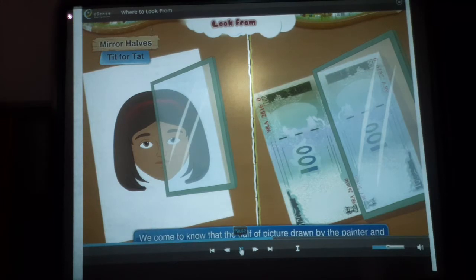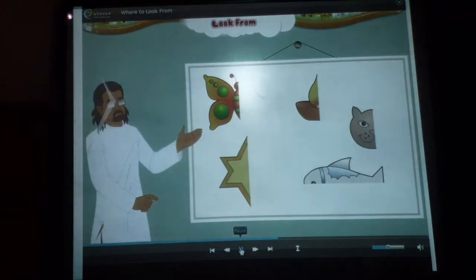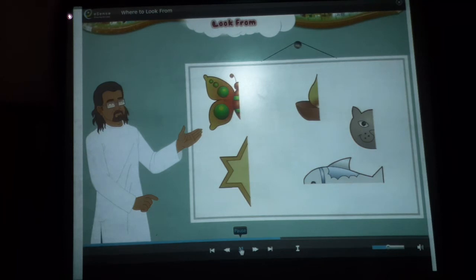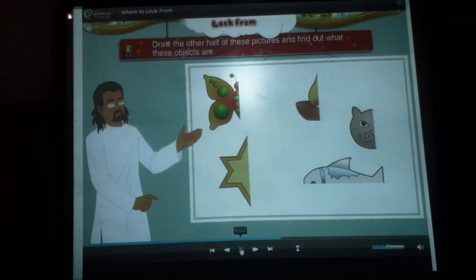We come to know that the half of the picture drawn by the painter and the half of the note both are equal. So we can say that the picture and the note, when seen in the mirror, will look the same as they are. The same painter has drawn many more such pictures in which he has drawn only one half of the things. You have to draw the other half of these pictures and find out what these objects are.